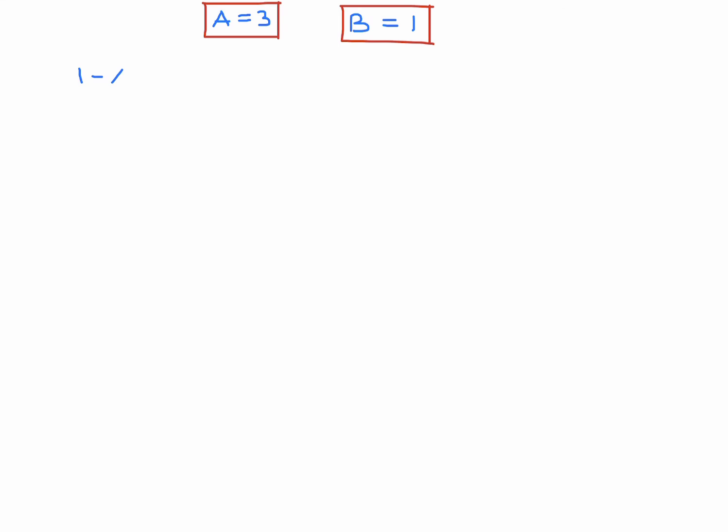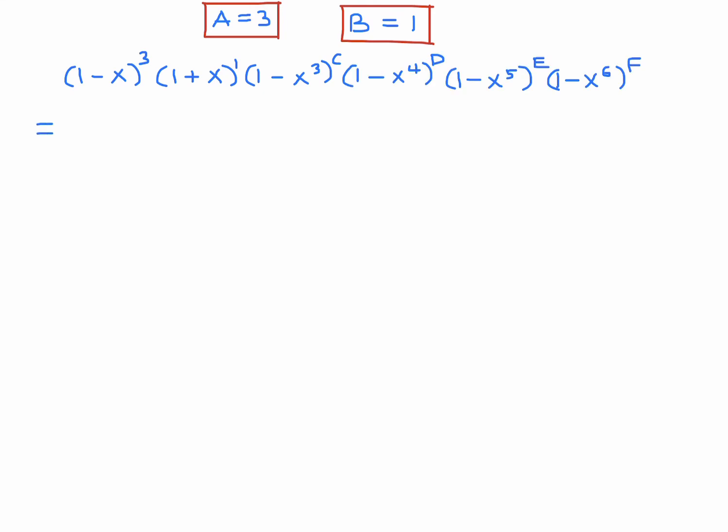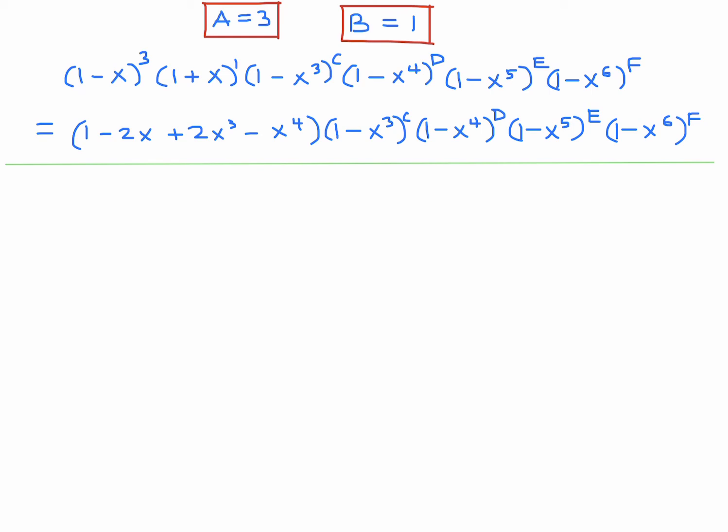So now that we know a is 3 and b is 1, our polynomial now becomes (1 minus x) cubed, (1 plus x) to the power of 1, and then all the other ones we still don't know because we have not figured out those letters yet. But we can expand this out since we know these. And when you do, you get the following: 1 minus 2x plus 2x cubed minus x to the power of 4. And the rest remains the same.